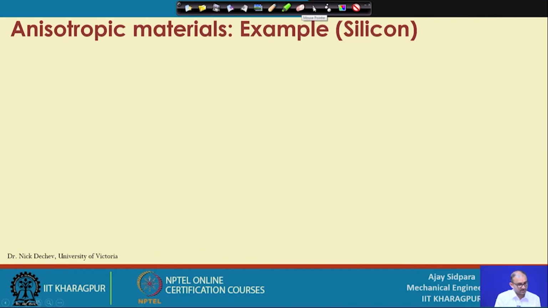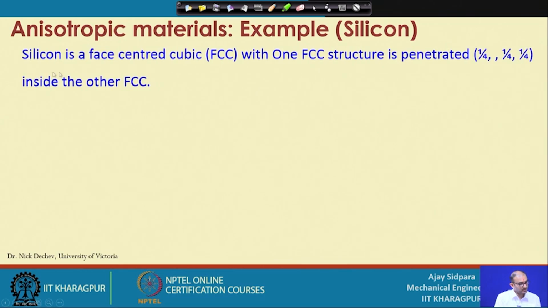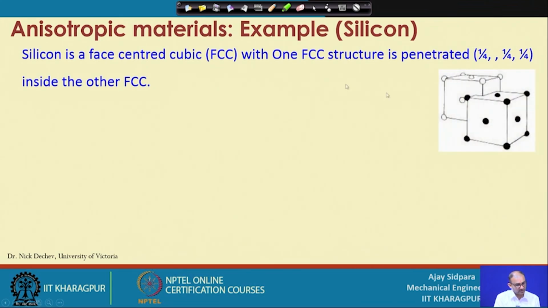So, now let us take one example of silicon, what happens in silicon. Silicon is a face centered cubic structure, with one FCC structure penetrated by 25% in all three directions inside the other FCC. So, these are the two FCC structures. FCC means face centered cubic, where one atom is located at the center of each face and the other four are located at the corners. So, this is the first FCC, and this is the second FCC, penetrating with 1/4, 1/4, 1/4 in all three directions. So, basically we consider, in the ideal situation, that it is an FCC structure of silicon.